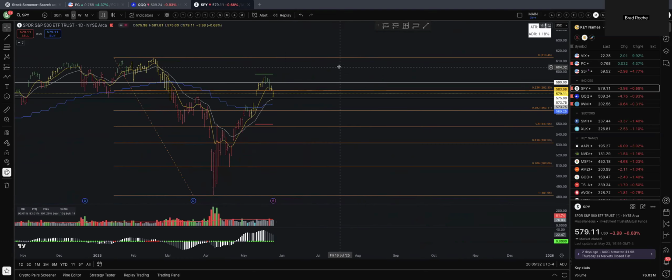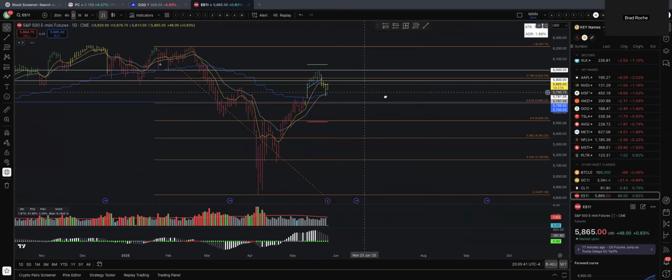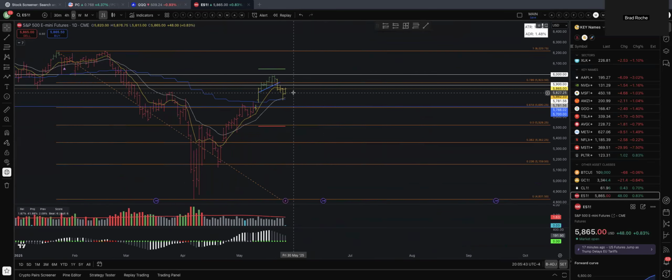Okay, so what we're seeing here is momentum moving to the downside. If we look at ES, getting a little bit of a pop here, up about 0.83%. So as for now, we have to lean bullish on the markets.